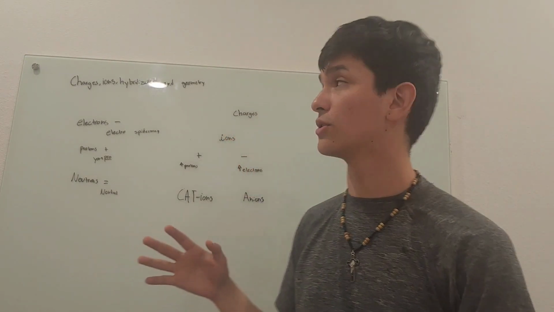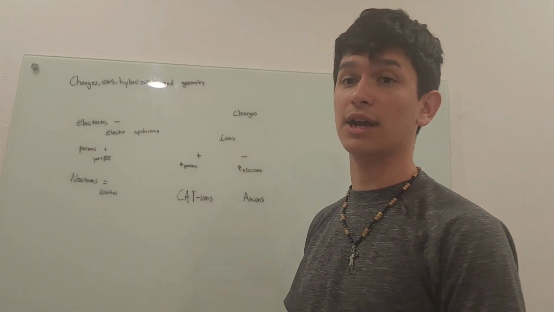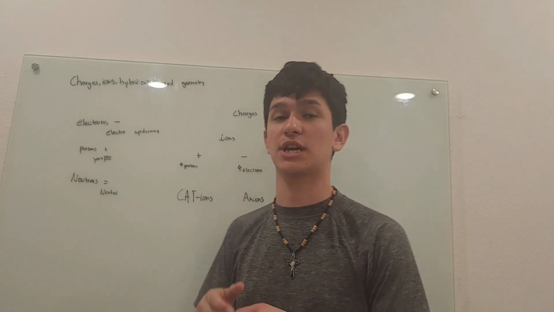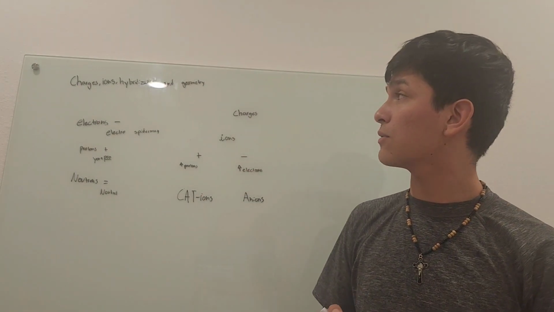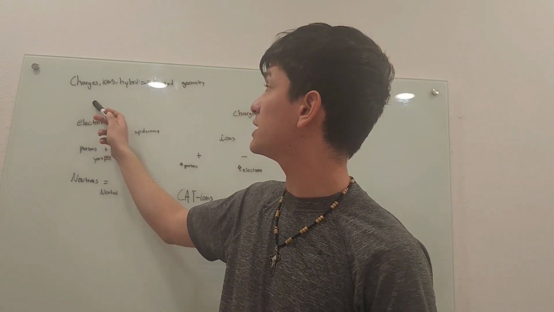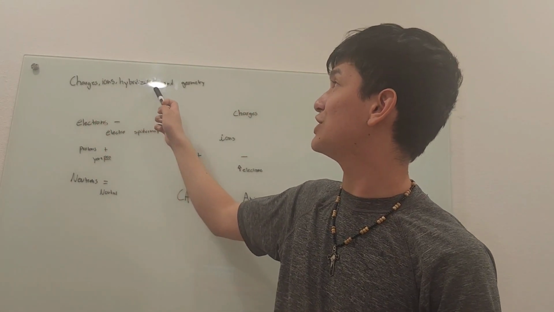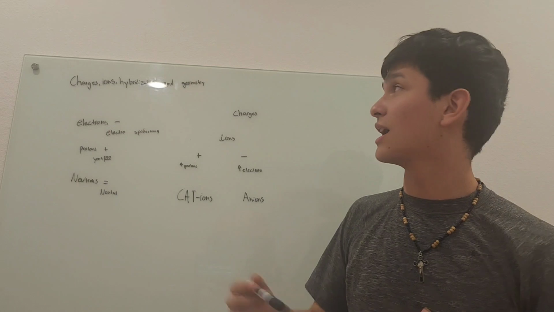Today we're still looking at chapter 1 of organic chemistry. It's the last video for chapter 1, and we're going to be looking at charges, ions, hybridization, and geometry.